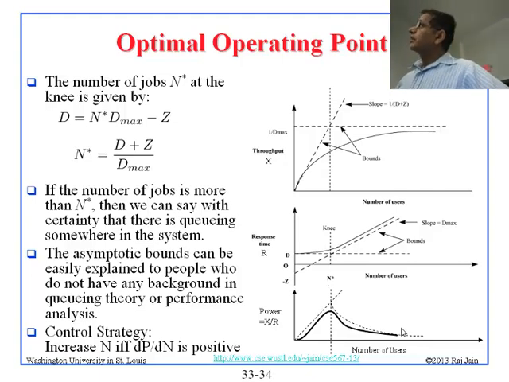Now the optimal operating point: you don't want to operate this system here, below the knee. Why? Because you paid for the system and you want to make maximum use of it. Here it is underutilized. And you don't want to operate the system on this side beyond the knee. Why? Because you are wasting your people's time. The response time goes up. You want to get the minimum response time and the maximum throughput. And that happens only at the knee.